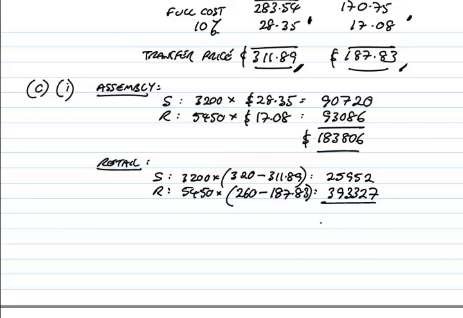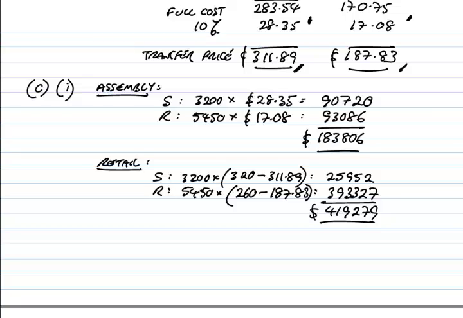So the total profit made by that division, 25,952, 393,327, 419,279. It says both for each product and in total. She could have worded it slightly clearer, to be honest. My figures are correct, and that's probably all she required.